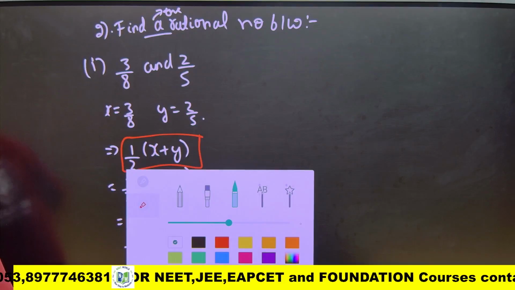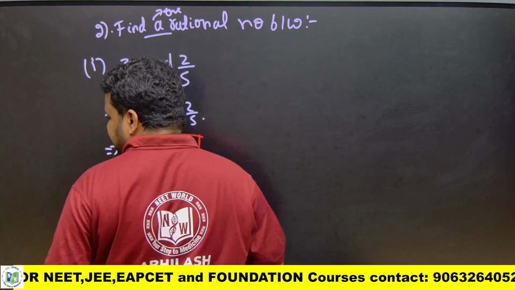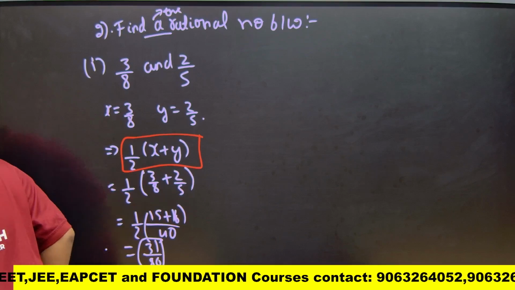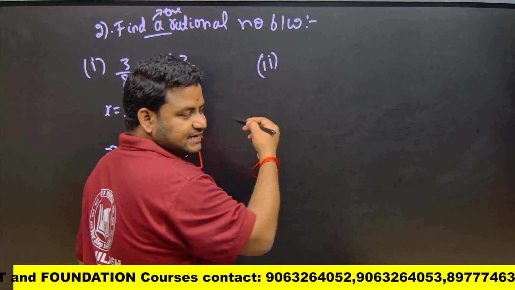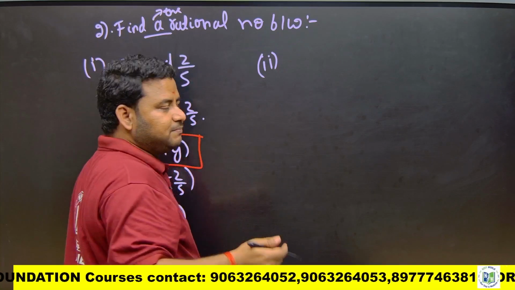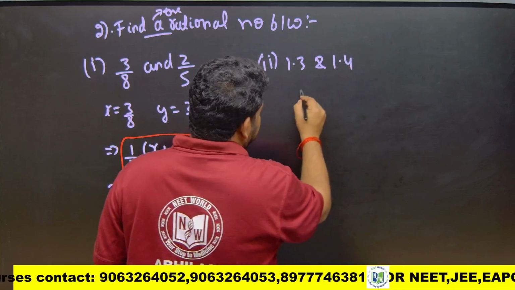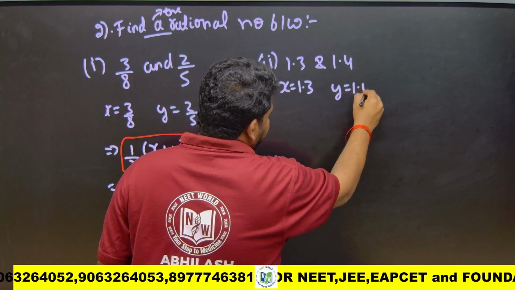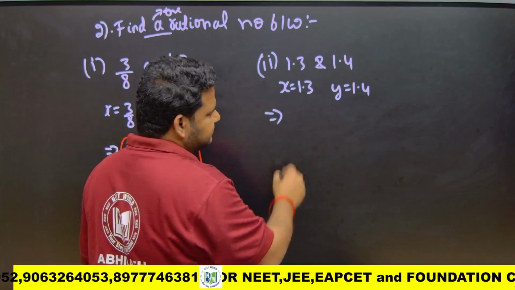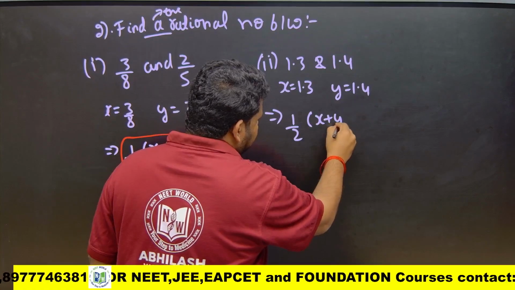Second question: 1.3 and 1.4. Find a rational number between 1.3 and 1.4. Let x be equal to 1.3 and y be equal to 1.4. This implies a rational number between x and y is 1 by 2 into (x + y). So that means 1 by 2 into x, which is 1.3, plus y, which is 1.4.